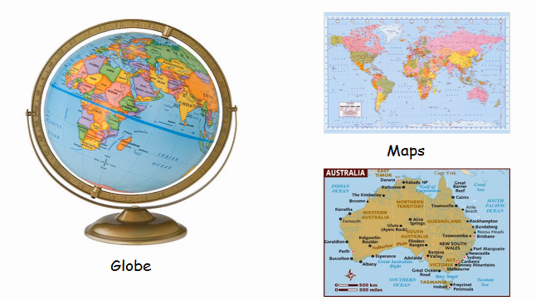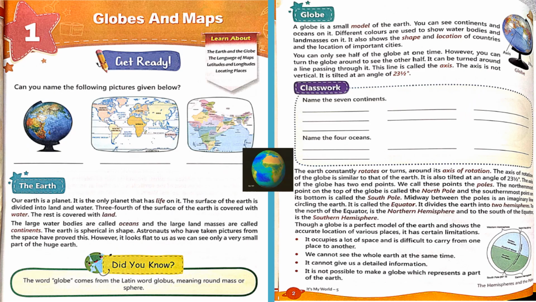How can we identify places of earth's surface? Why do you think the earth appears blue from space? For identifying places on the earth's surface, we need globes or maps. Let us learn more about globes and maps. Our first topic, earth and globe. Let us start. The first topic, earth.